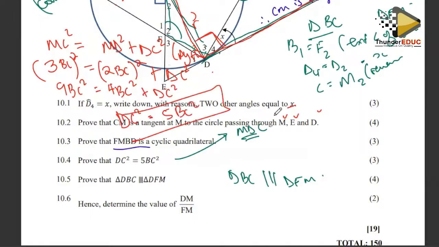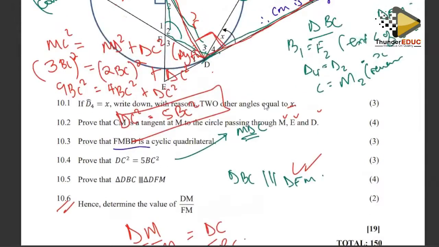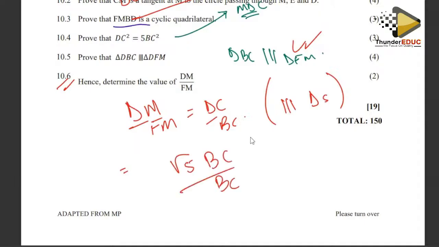Okay, that's fine. And then lastly, we proved that the triangles are similar. So this should be just a walk in the park. So you can say that DM over FM should be the same as DC over BC. Remember, we already proved that the triangles are similar. So if we do that, the reason is going to be similar triangles. So when you do your substitution, you're going to have √5 of BC over BC, which gives us just the √5.